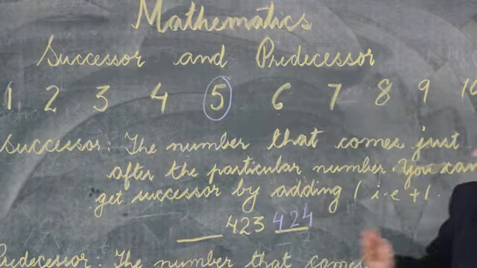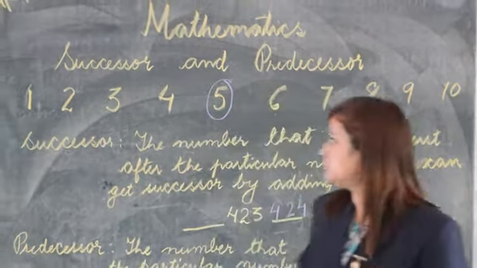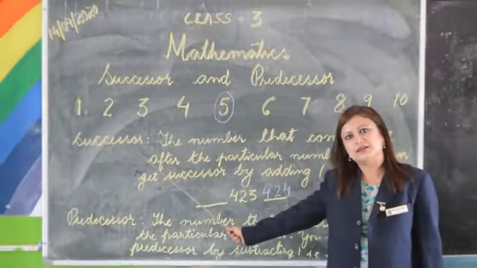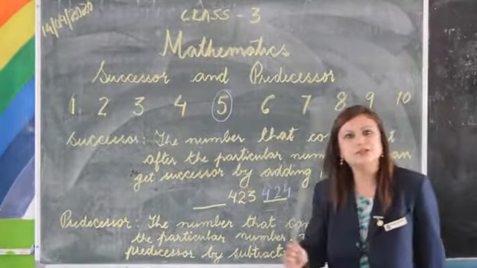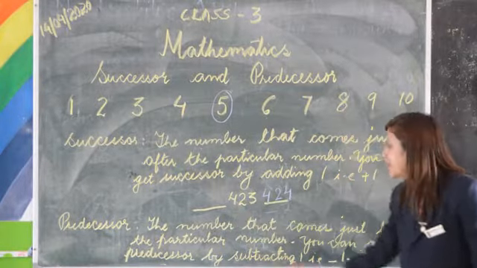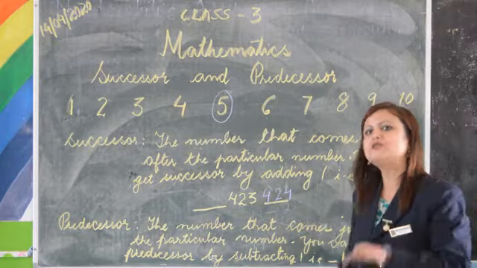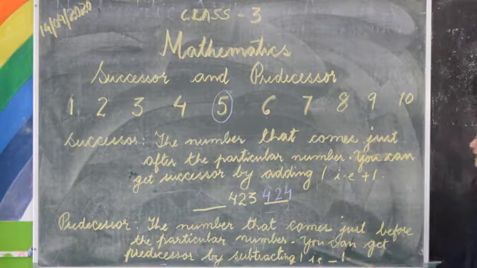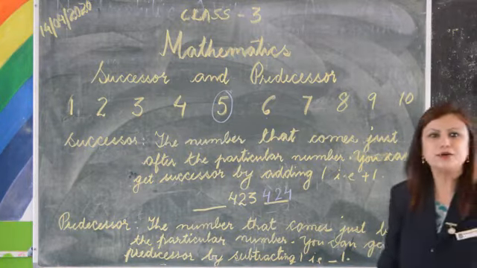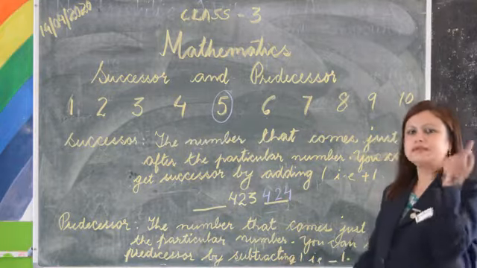Now, let us come to predecessor. What is predecessor? It is just the opposite of successor. Like the number that comes just after the particular number is successor, the number that comes just before a particular number is called predecessor. Okay? Now, you can get predecessor by subtracting 1. Successor by adding 1 means predecessor by subtracting 1.